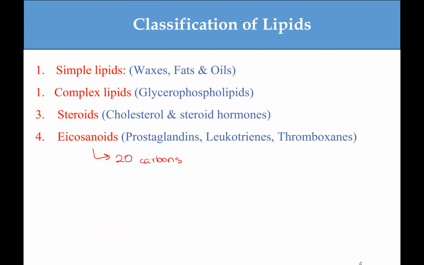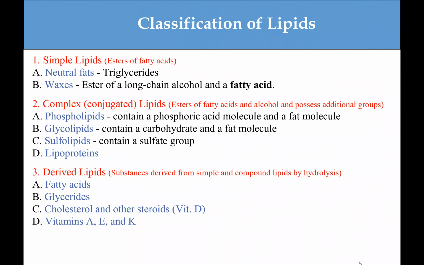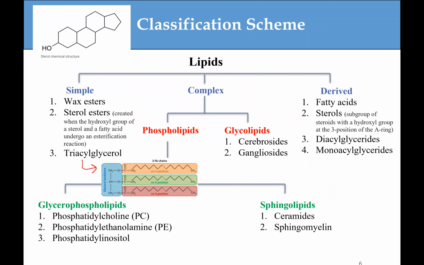This is a classification of some of the lipids. They can be simple, complex, steroids, and then eicosanoids, which have a carbon chain that contains 20 carbon atoms. This is another way to classify, and this is the one we're going to be looking at more in depth. So lipids can be simple, complex, and then derived, which can come from simple or complex by hydrolysis.